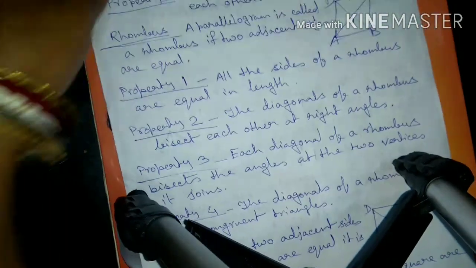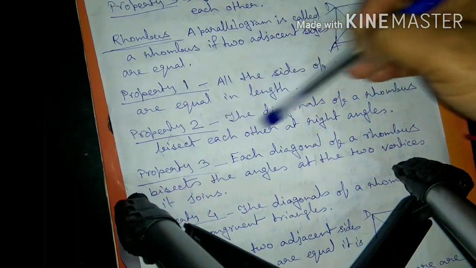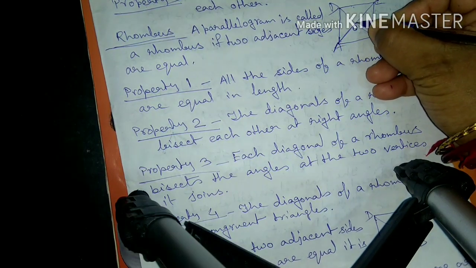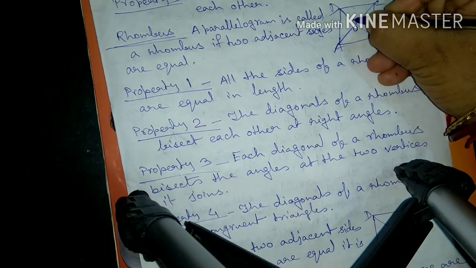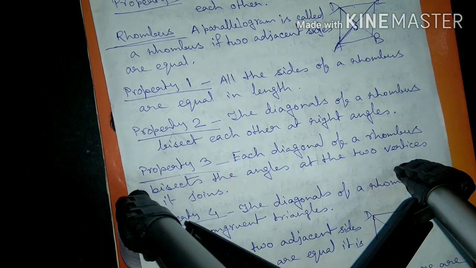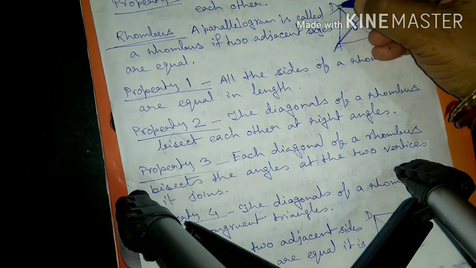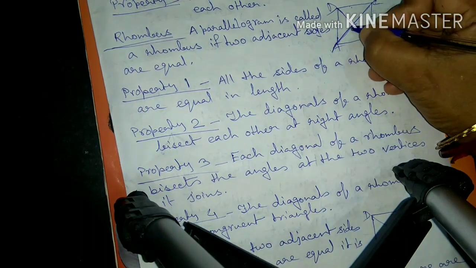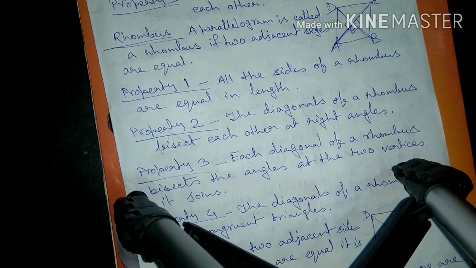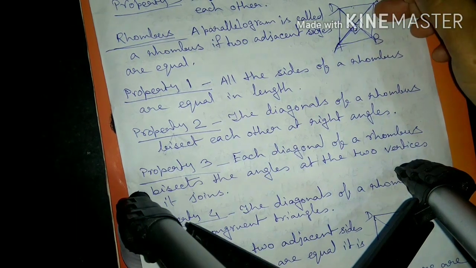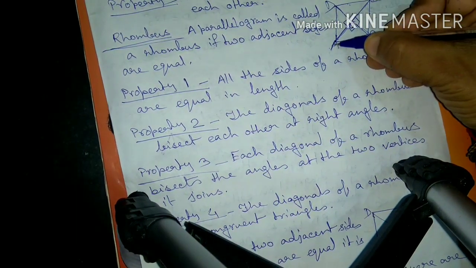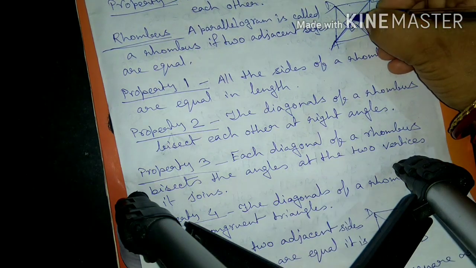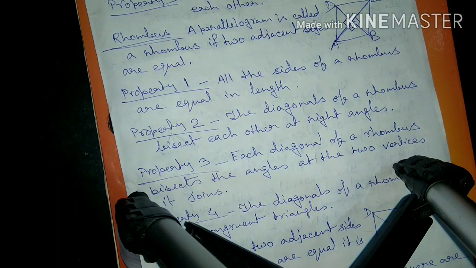Then property 2 is what? The diagonals of a rhombus bisect each other at 90 degrees, a right angle. That means OD is perpendicular to OA. That means BD is perpendicular to AC. These angles are 90 degrees. So diagonals bisect each other, that means here also OA equals OC, and OB equals OD, but along with that, they bisect each other at 90 degrees.